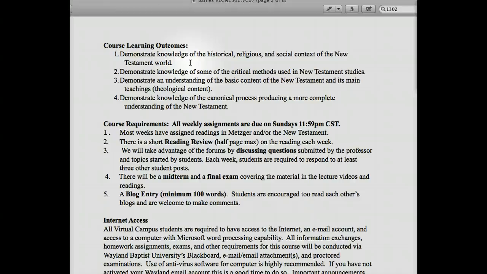Course requirements. This is also very important. Just remember that we follow a regular week. We go Monday through Sunday. And you have all that time between Monday and Sunday to do what you need to do for the week. And over the course of that time period, you can do what's required in the course. So all the assignments are due at 11:59 p.m. Central Standard Time, and we follow Central Standard Time because that's where Plainview is, the heart of Wayland Baptist University. So 11:59 by midnight is when everything is due.